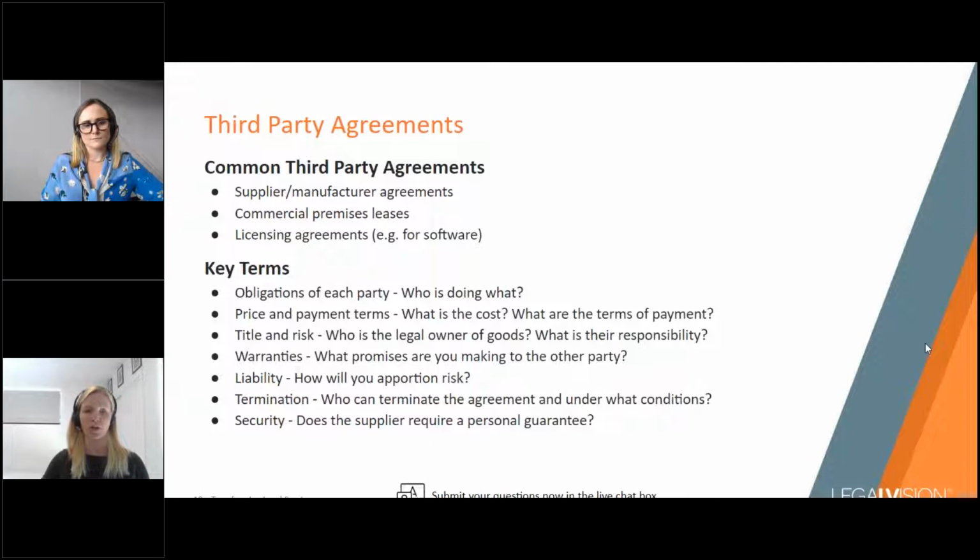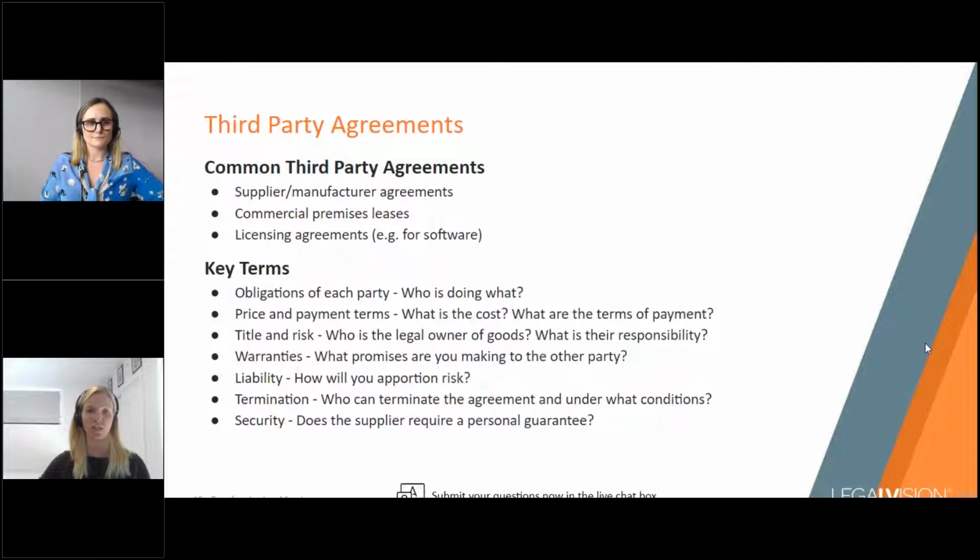The key terms to be aware of in these agreements are in fact very similar to what Ali said for your own business terms and conditions, but you need to look at them through the other lens. For example, the obligations of each party: who is doing what, who's supplying what, on what terms is it being provided to you, who's responsible if it's goods, for example, delivery or collection. Other key terms are price and payment terms. So what are you paying them, how much, how often, and what happens if you're late in paying.